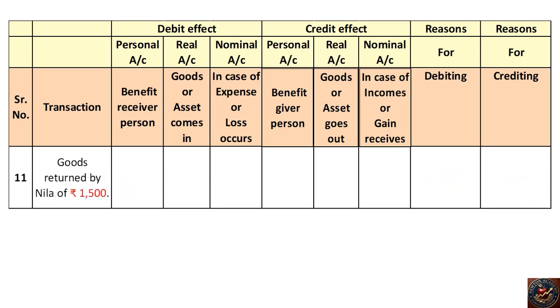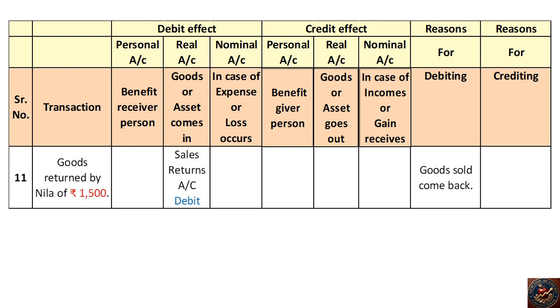Goods returned by Neela of 1,500 rupees. The debit side. When goods previously sold to a customer are returned back to us, it represents trading goods coming back into our business. According to the real account rule, we debit what comes in. Therefore, we debit sales returns account. The reason for debiting is simple. Goods sold come back.